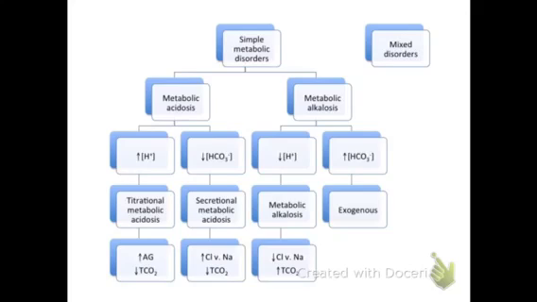This is a summary of the metabolic acid-base disorders that you have already learned. A metabolic acidosis can be caused by the presence of an excessive amount of acid, which is called a titrational metabolic acidosis, or by the loss of bicarbonate. If bicarbonate is lost, then that's called a secretional metabolic acidosis.